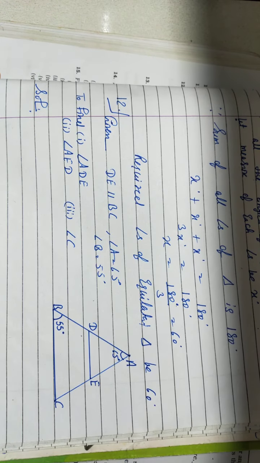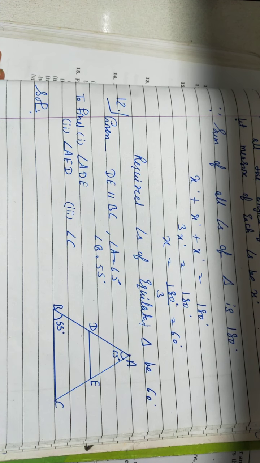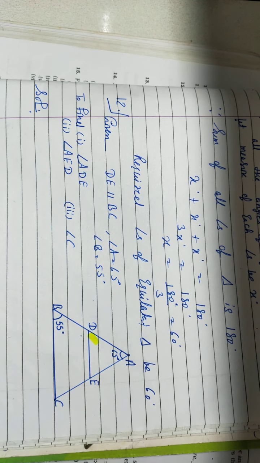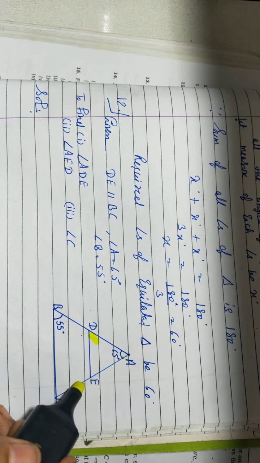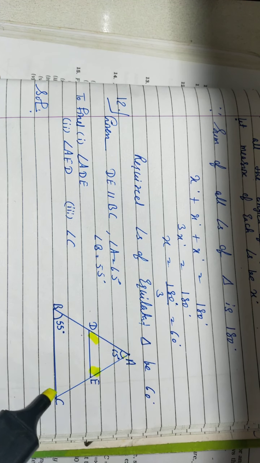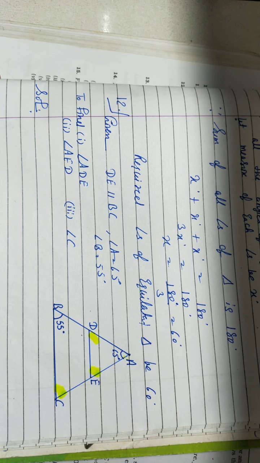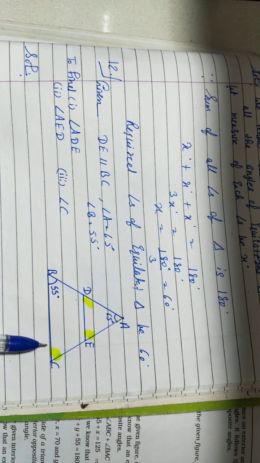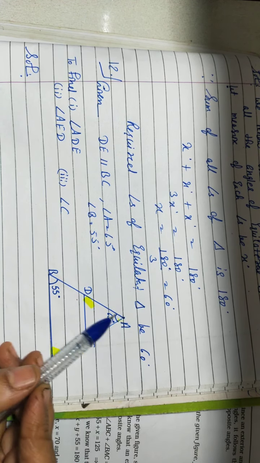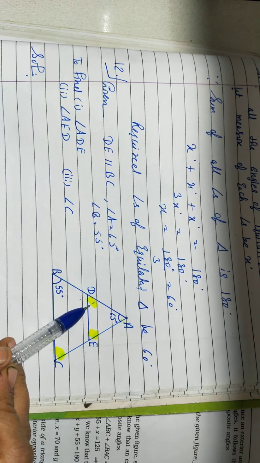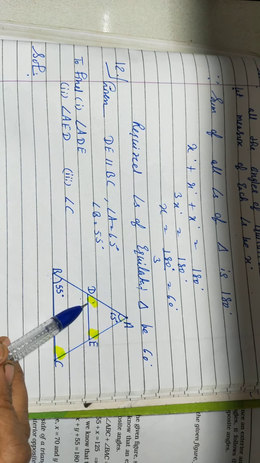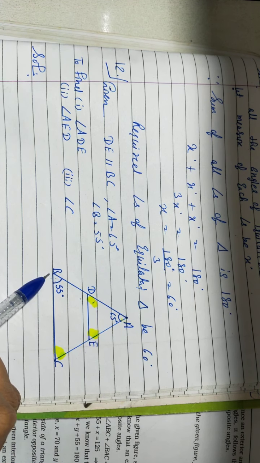In this question you can see it is given that DE is parallel to BC, with angle A and angle B. We have to find angle ADE, then AED, and the third one is angle C. Getting it? Have a look at the solution. In this question, first we will solve, then I'll write. DE is parallel to BC. Considering AB as transversal, this angle and this angle are equal because of corresponding angles. You will find angle ADE is equal to 55 as corresponding angle.